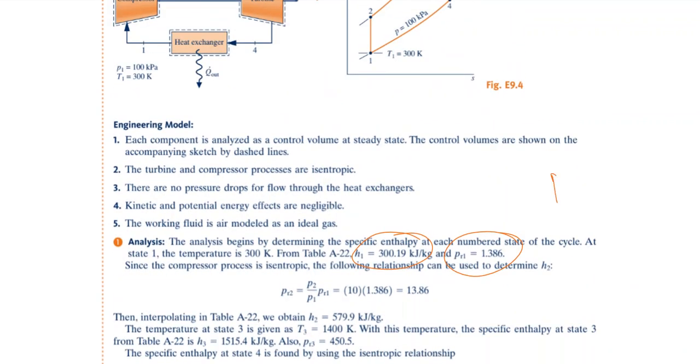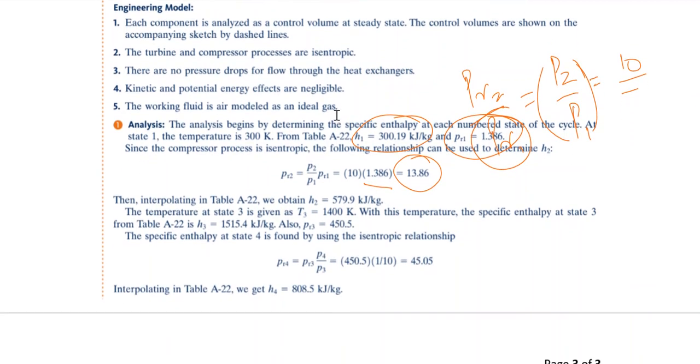For state 2, the condition is isentropic compression and the pressure ratio is given. The pressure ratio P2 by P1 is equal to 10, and that is also equal to PR2 by PR1. We have already found PR1 from the A tables. Using that PR1, which is 1.386, multiplied by the pressure ratio 10, we can find PR2, which is 13.86. Once we have the pressure ratio at state 2, we can go to the A table again and find the enthalpy at state 2.